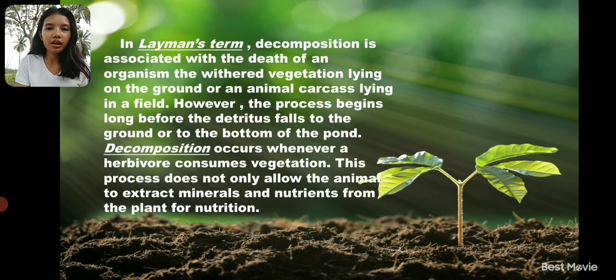producers. So in layman's terms, decomposition is associated with the death of an organism, the withered vegetation lying on the ground, or an animal carcass lying in a field. However, the process begins long before the detritus falls to the ground or to the bottom of the pond. Decomposition occurs whenever a herbivore consumes vegetation. This process doesn't only allow the animal to extract minerals and nutrients from the plant for nutrition.